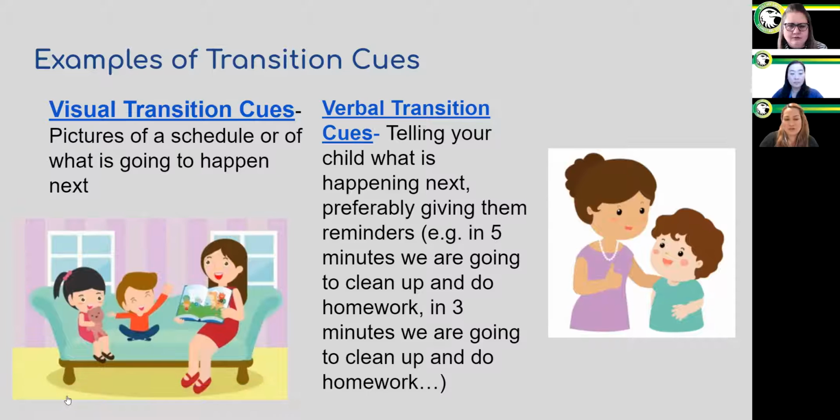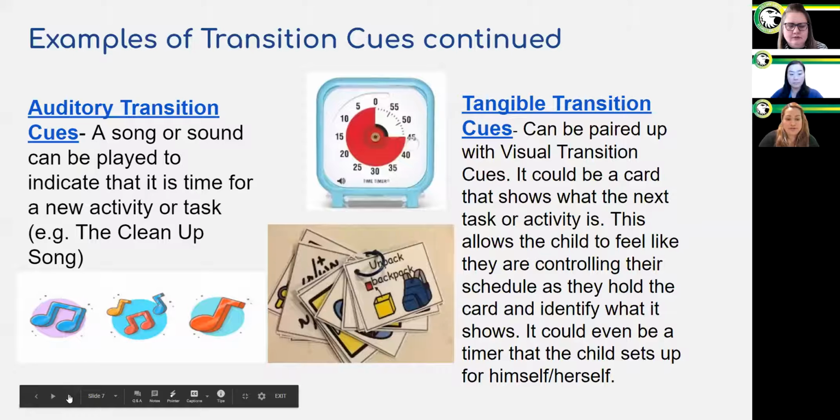Examples of transitional cues can be visual or verbal. For visuals, you can show pictures or schedules to show your student what's going to happen next. For verbal transitions, you can tell your child what's happening next, giving them 5 minutes before they go clean up or do homework.